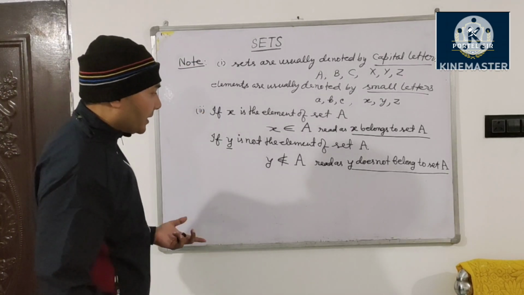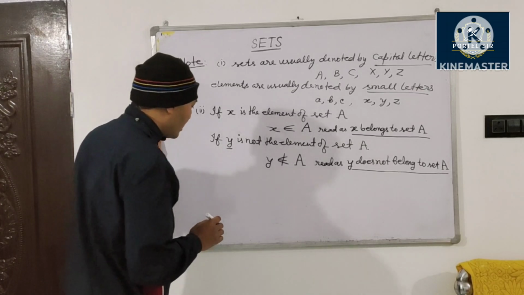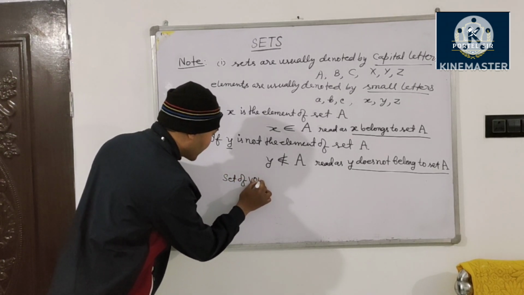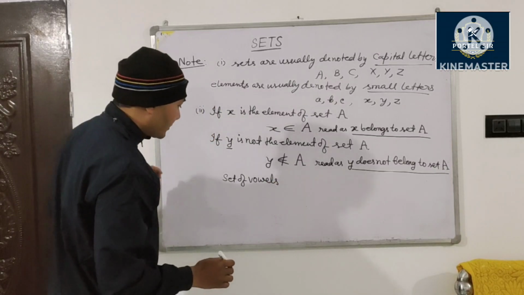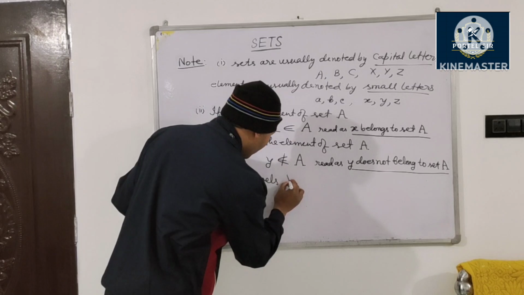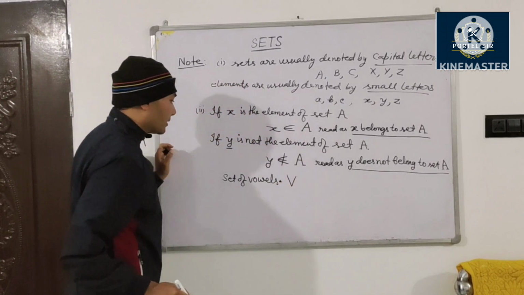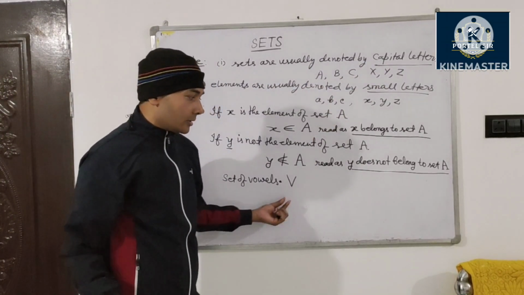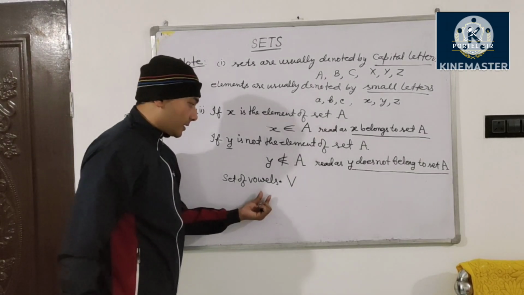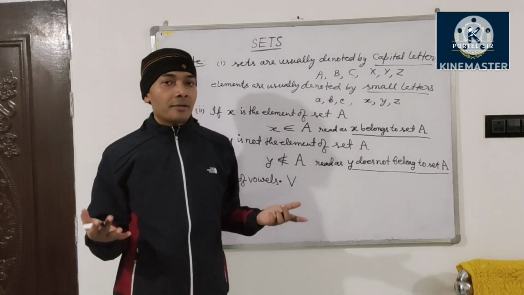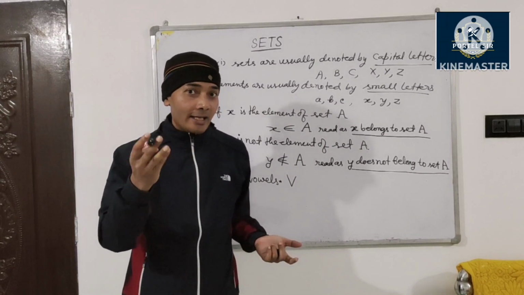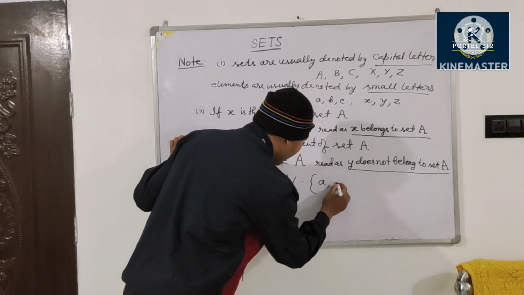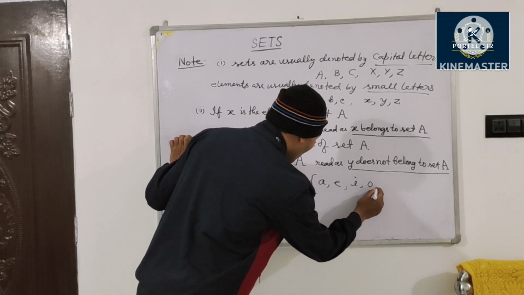Okay, now I'll give you a very good example. Suppose the set of vowels. Tell me, what are the vowels? Suppose I am denoting this set as V. Correct? Set of vowels V. I already told you that sets are usually denoted by what letter? Capital letter. Yes? And you know what elements are there in the vowels? How many vowels? 5 vowels. Yes or not? A, E, I, O, U. Okay, so we'll write all the elements here in a second: A, E, I, O, U.